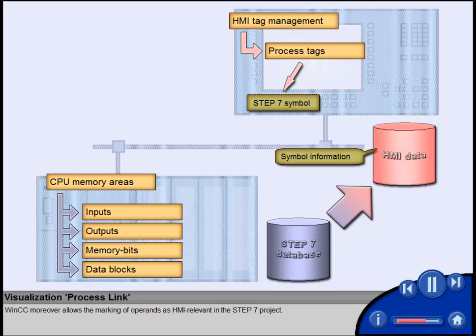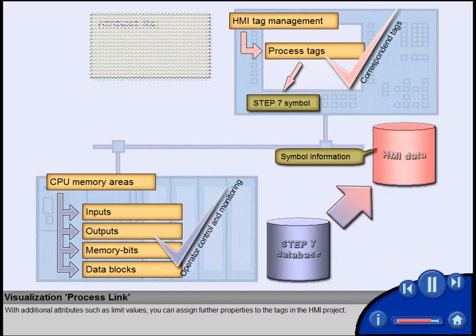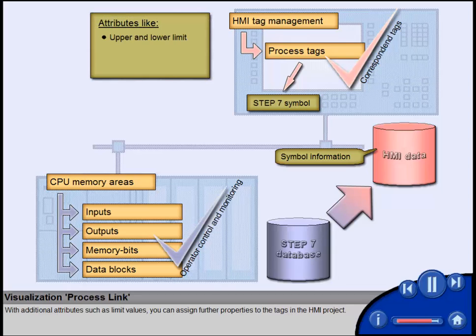WinCC moreover allows the marking of operands as HMI relevant in the Step 7 project. The corresponding process tags are then created by WinCC without extra effort. With additional attributes such as limit values, you can assign further properties to the tags in the HMI project. Let us now look at some major fields in which process tags are used to dynamize process screens.